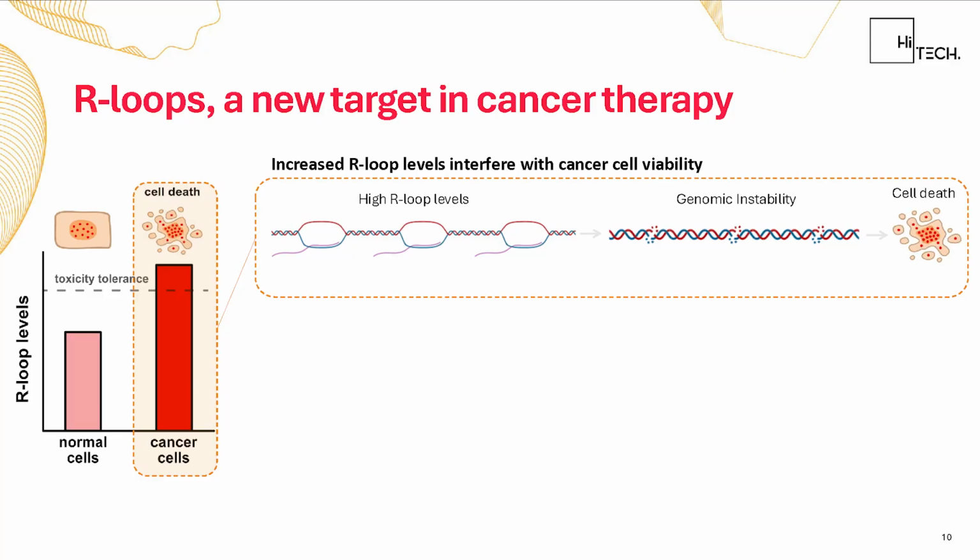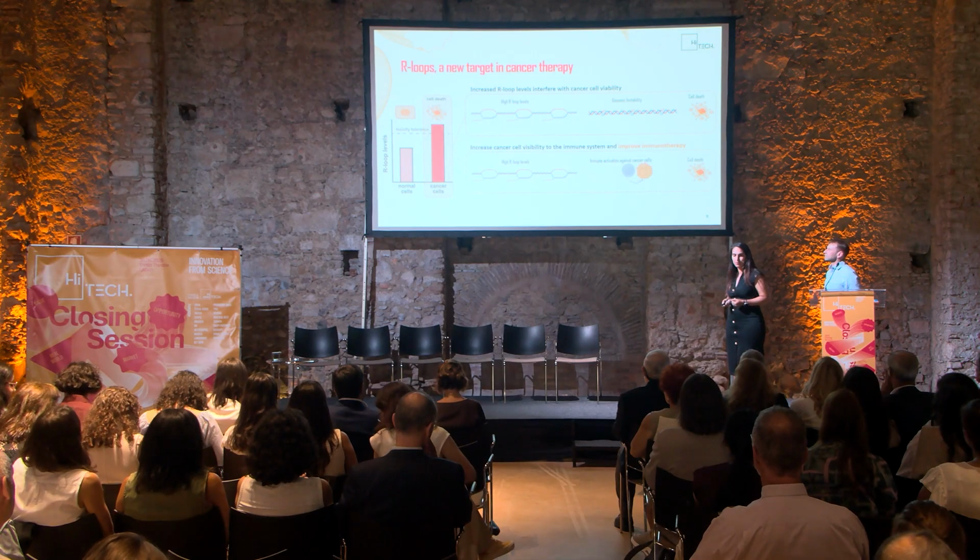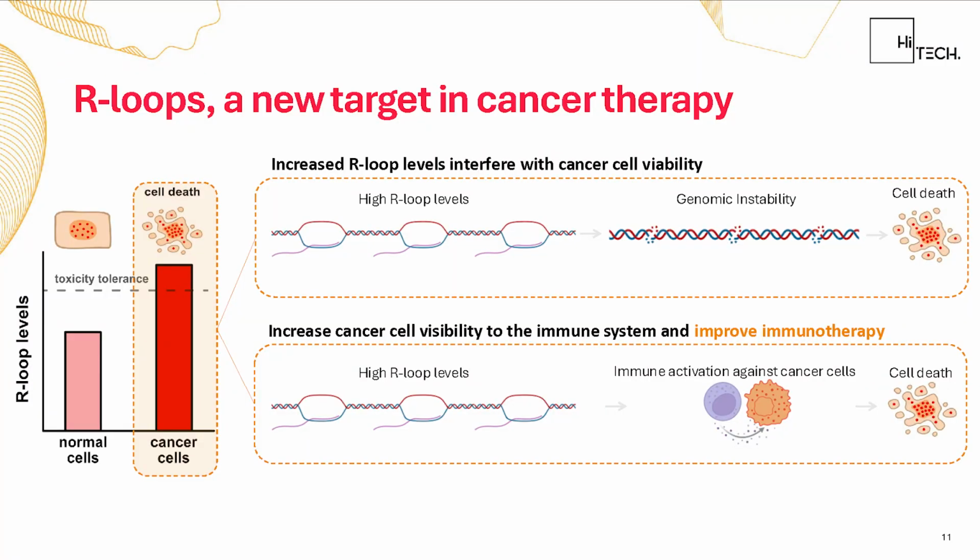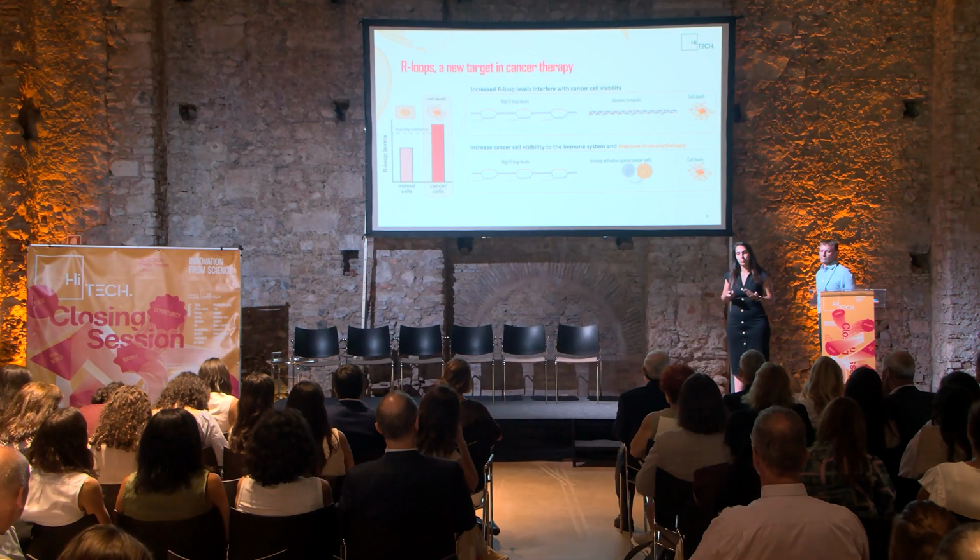And this can happen due to two mechanisms. Either, as I showed you before, high R loop levels lead to genomic instability and cell death, or, very importantly, increased R loop levels can lead to cancer cell visibility. And now, the immune system can understand and detect cancer cells, activate an immune response, and in this way lead to cell death. And we can now improve immunotherapy.